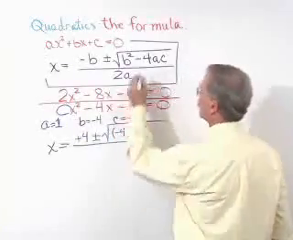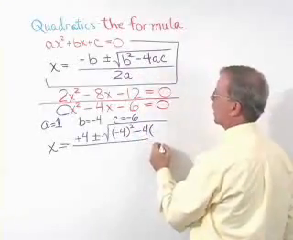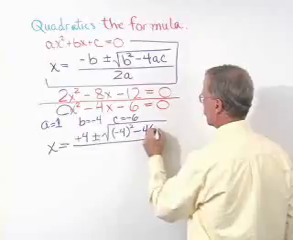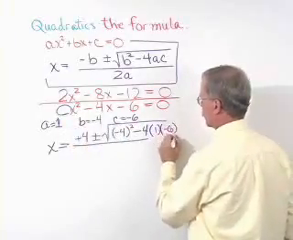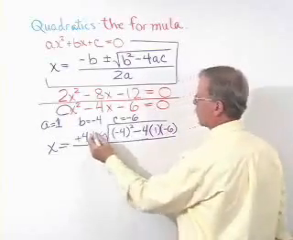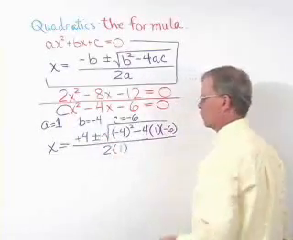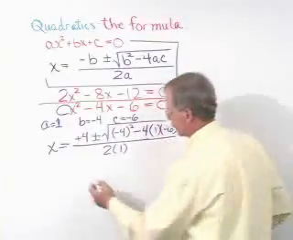Now we have to do minus 4ac. Minus 4 times a, which is 1, and c, which is negative 6. And all over 2 times a, which is 1. Now we just have to complete this arithmetic.